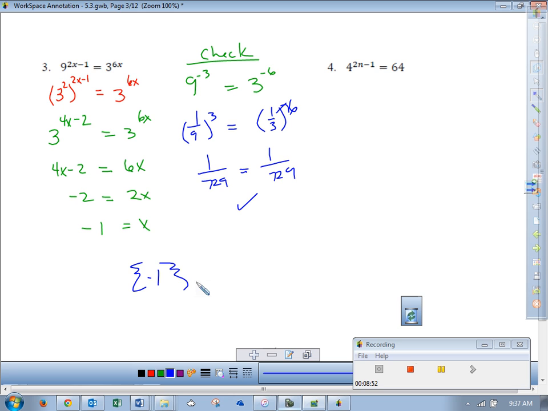Try number 4 for yourself. Pause the video, get that done. See if you can rewrite them as the same base. Maybe they can both be base 4s. Maybe they can both be base 2s. Rewrite them as the same base.